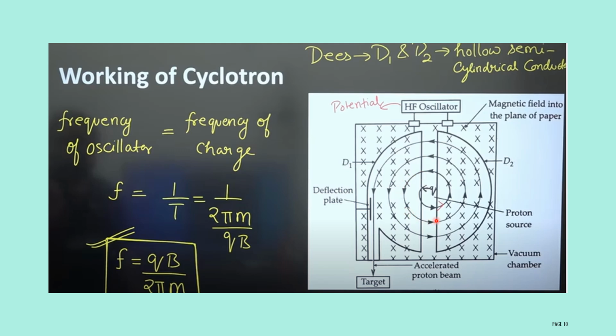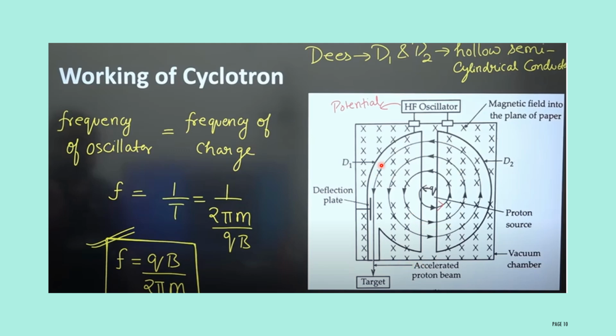Then you can observe that each and every time the radius of the circle will go on increasing, because the proton each and every time changes its direction because of the magnetic field. When it is changing direction, it gains velocity. Because of the high velocity, it covers more distance. Because of the more distance, the radius of the circle will go on increasing.